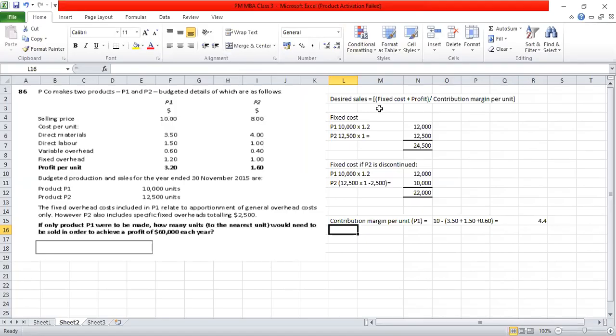So the formula here would be fixed cost is 22,000 plus the desired profit is 60,000, divided by 4.4. $82,000 divided by 4.4. Okay. 18,630.